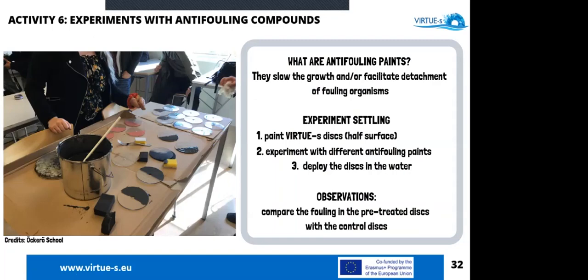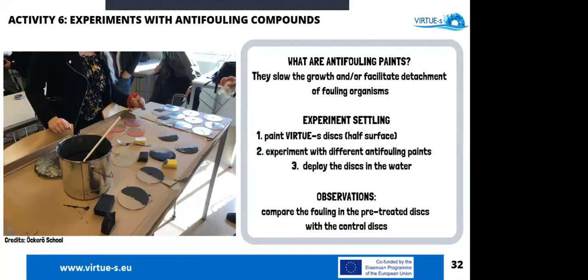You may know that those compounds are used by ship owners to slow the growth or facilitate the detachment of fouling organisms. In fact, biofouling of the ship hulls can cause many problems to the ship owners. For instance, it can create resistance to the water that leads to a decrease of the ship speed, and this extra resistance also causes the boat to burn extra fuel.